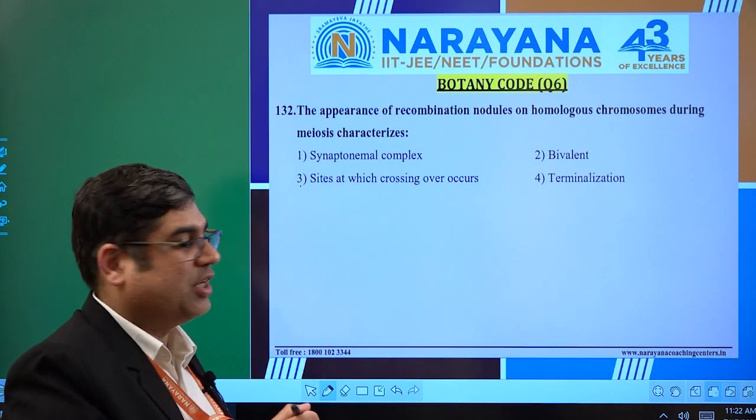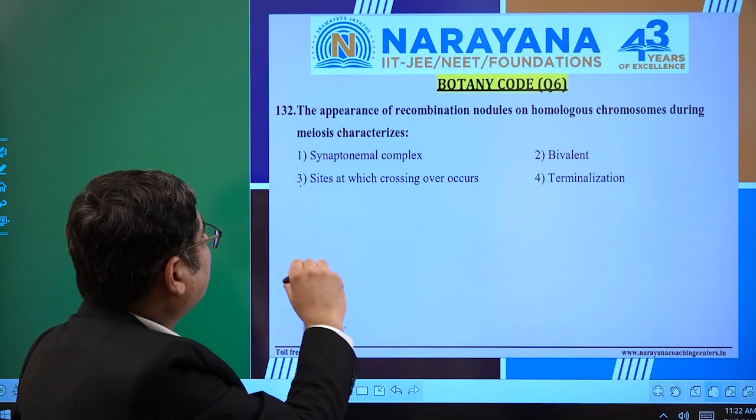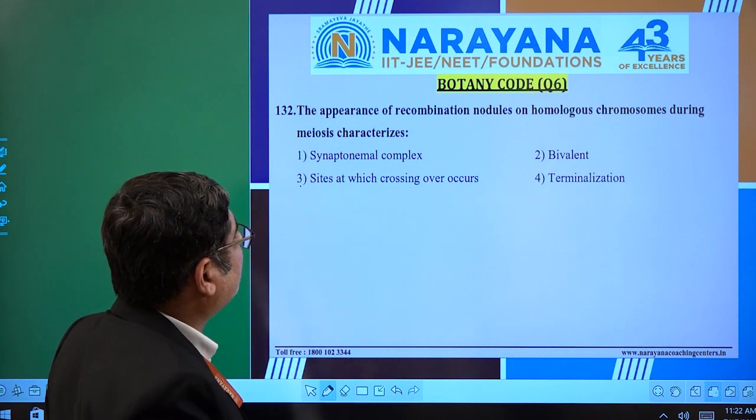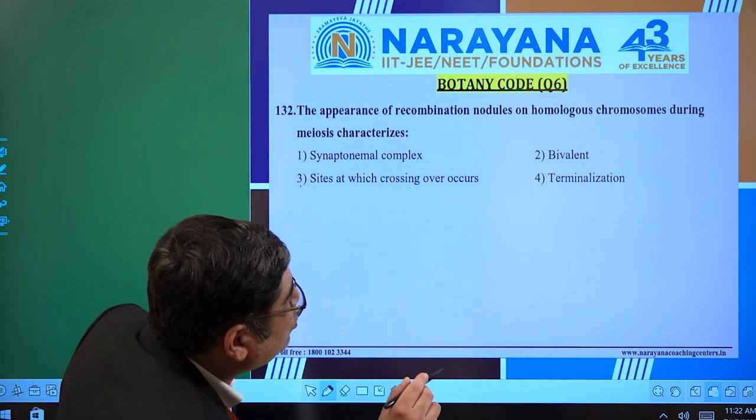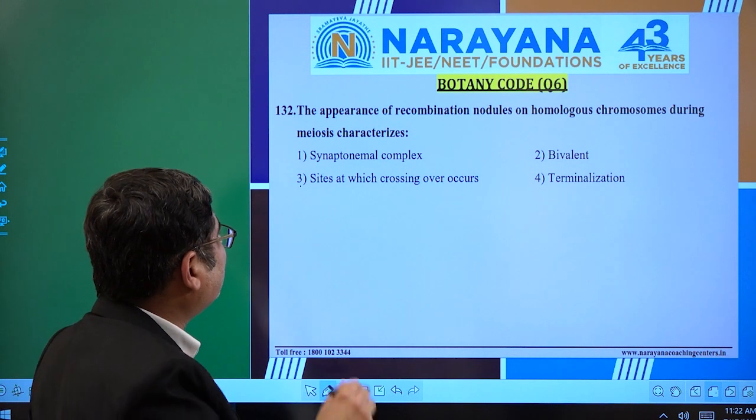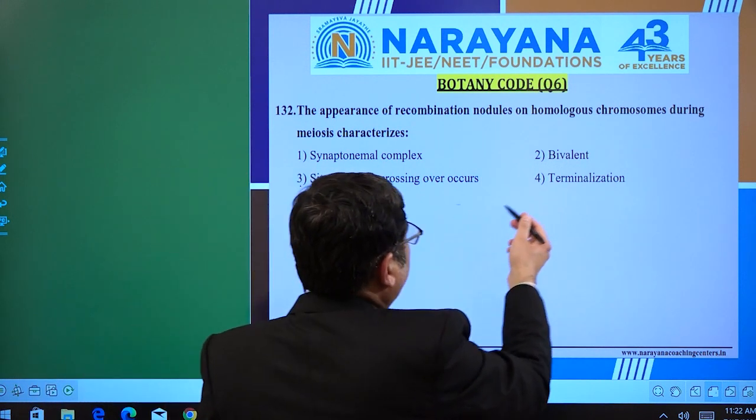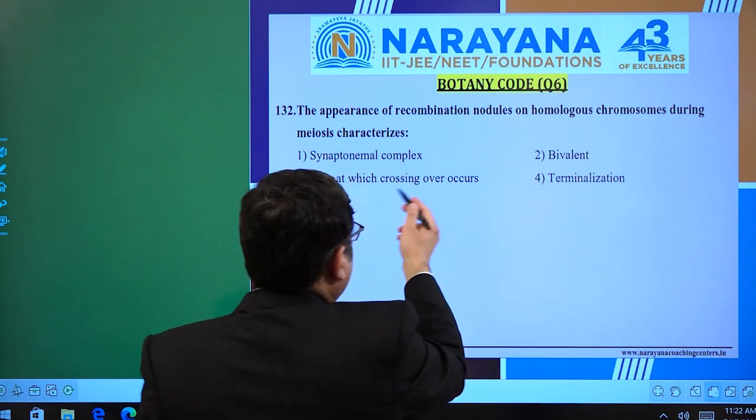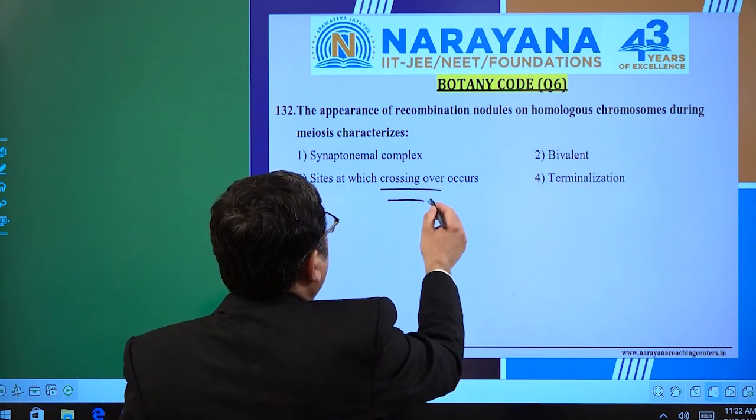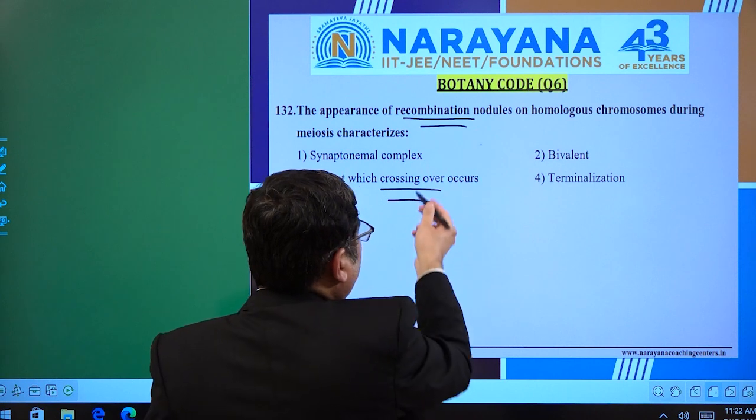It is question number 131, code Q6. Again I am repeating what we said. The appearance of recombination nodules on homologous chromosomes during meiosis characterizes, like the 4 options we are having. First, synaptonemal complex; bivalent; the site at which crossing over occurs. You know that recombination is another name for crossing over only.